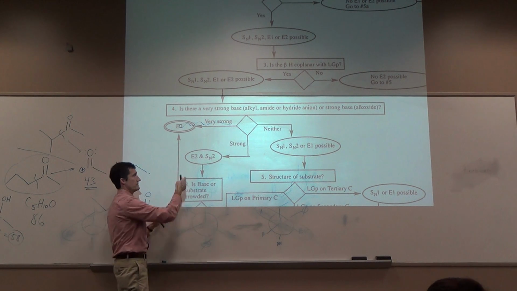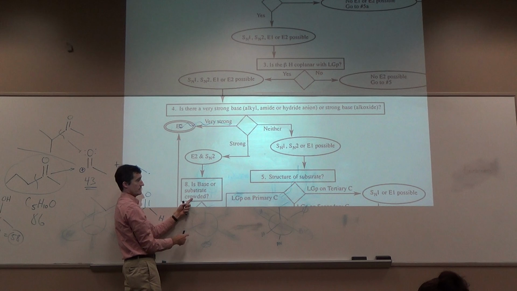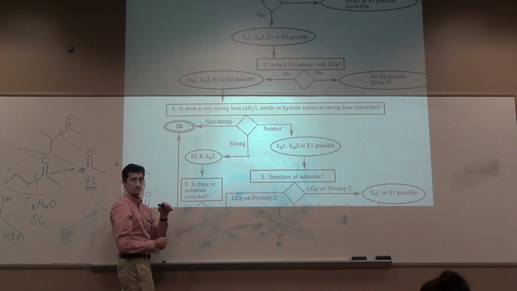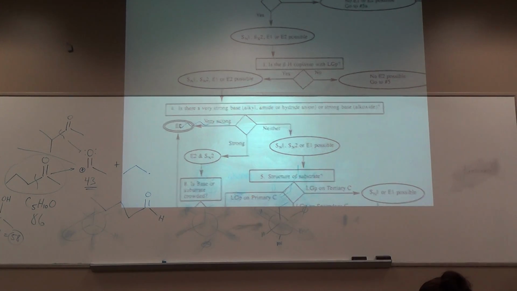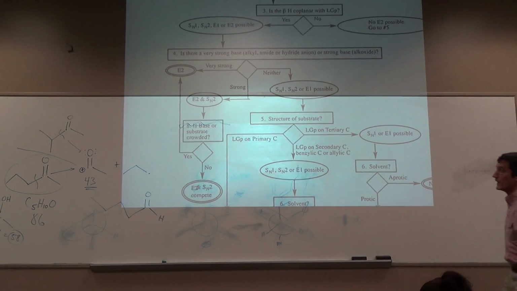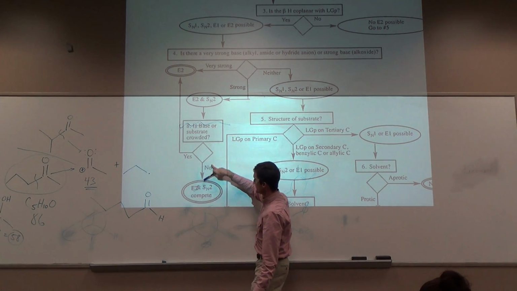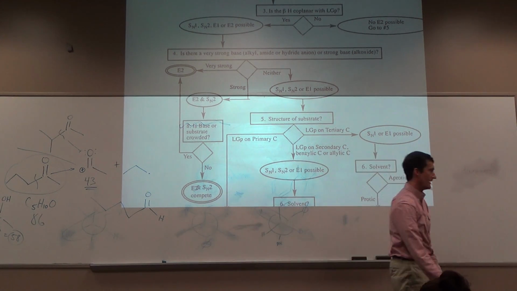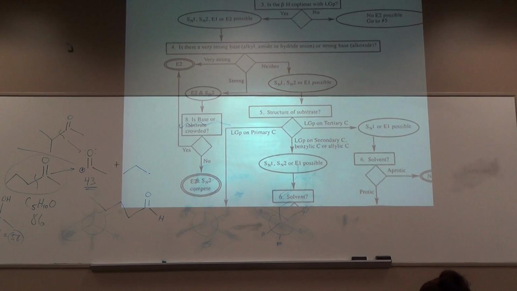Now let's go down here. Is base or substrate crowded? If the answer is yes, which one is it going to prefer here? It's going to start preferring E2 more. So if your answer is yes, what do you get? E2. What if no? Well, it's saying they compete. And you start getting into that gray area.